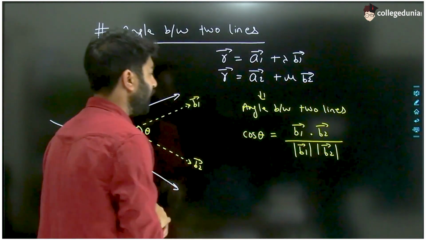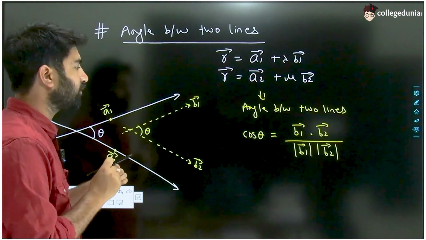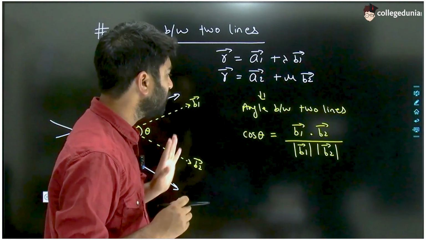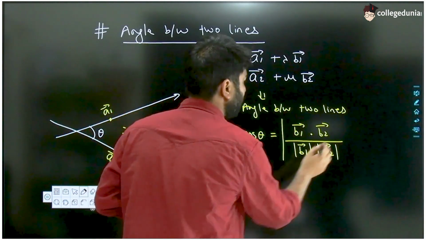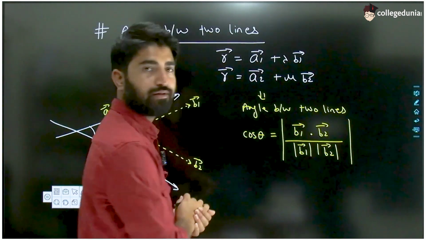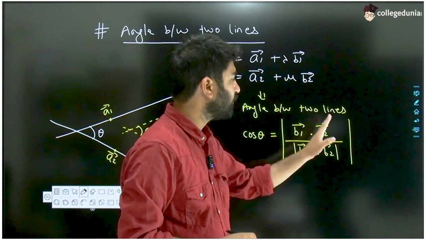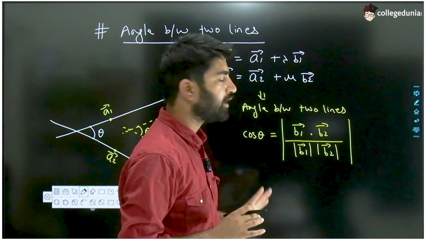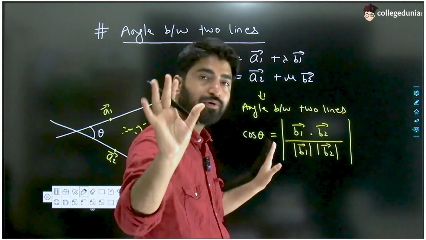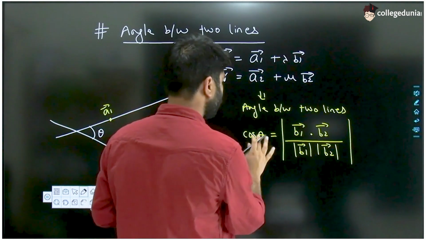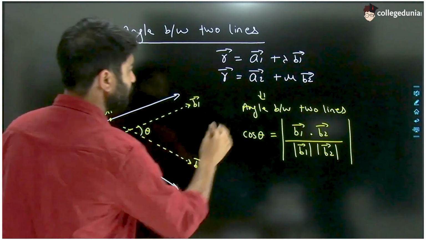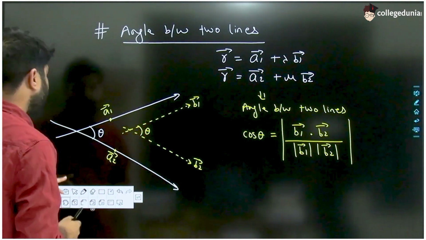Okay, and if you want the acute theta, for finding the acute value of theta, we will have a modulus sign on the right hand side. With the modulus, the right side becomes positive, and the theta we get will be an acute angle. Okay, so this is the formula for finding the angle between two lines. This is the formula for vector form.